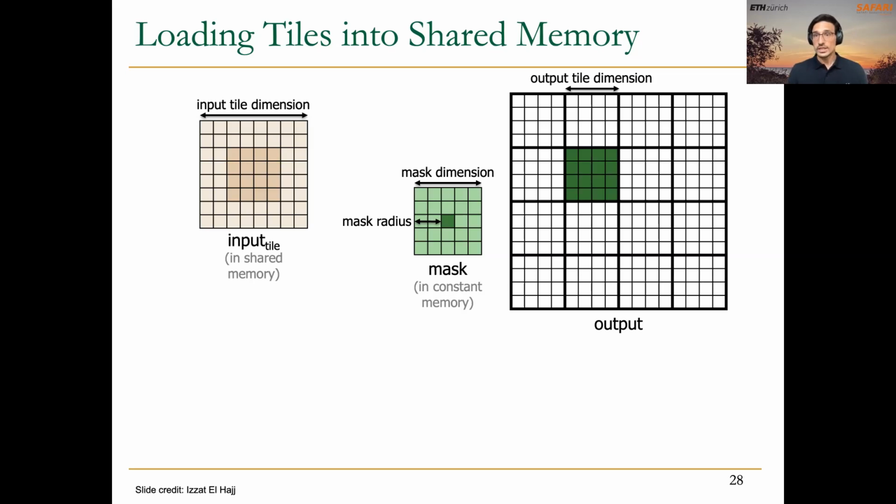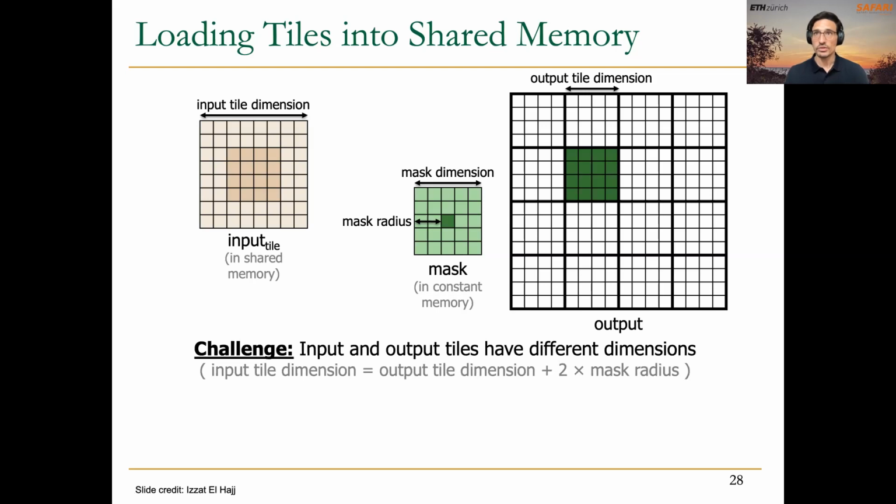And now observe as well that the size of these tiles from output and input is different. And why is that? Because we are using a mask. In this case, the mask is 5 by 5. In order to calculate each element of the output tile, for example this one, we also have to use some elements from the input that are outside of the dimensions of the output tile. So that's why the input tile dimension is, in this example, significantly larger than the output tile dimension. And that's only because of the mask and the mask reuse. So input and output tiles have different dimensions. The input tile dimension is equal to the output tile dimension plus 2 times the mask radius.